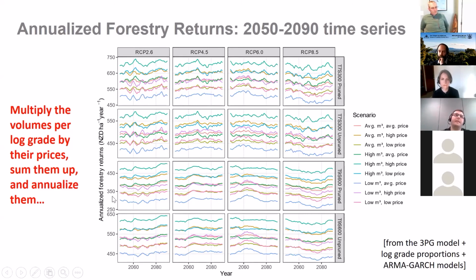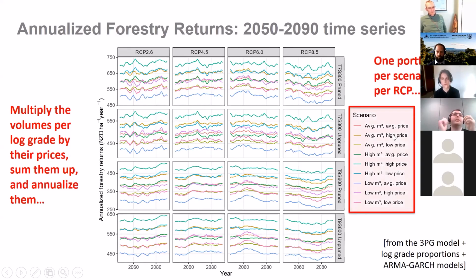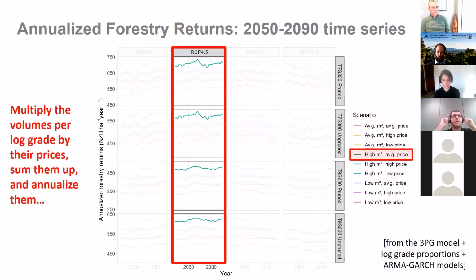Okay, so we have the annualized forest returns here for each RCP, for each of the regimes that we simulated. For each panel here, we have a time series for the annualized forest returns based on these different scenarios. And we're going to create 1 portfolio per scenario and per RCP. When you look at the data like this, it's a bit overwhelming, so let me clarify. It might be easier for you to follow what we did next.